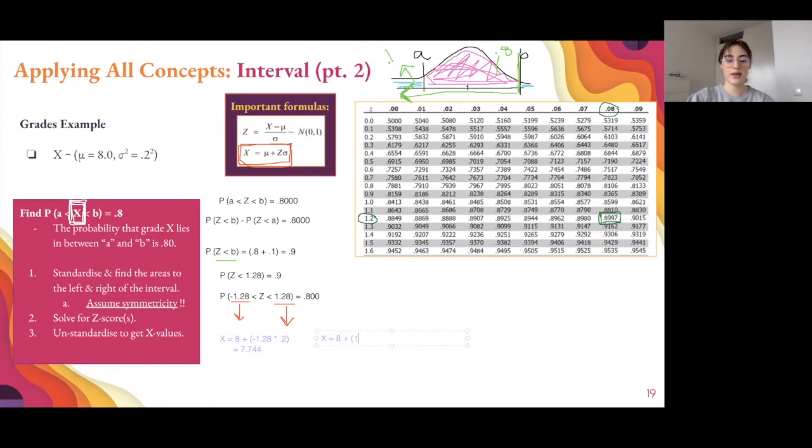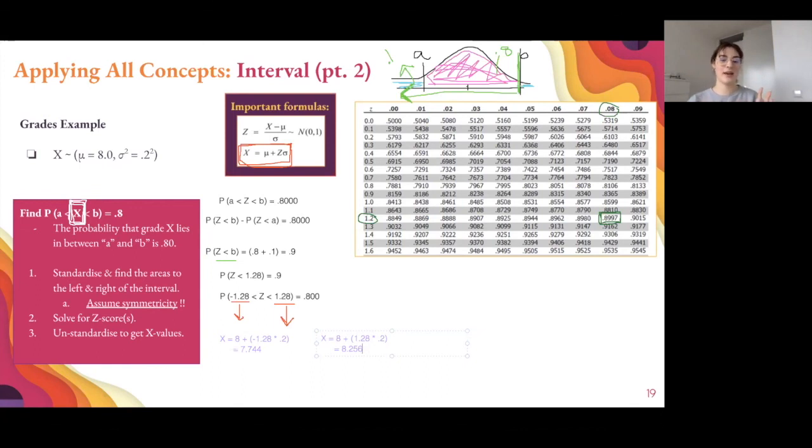But in this case, we have plus 1.28, so it's not negative. And then we have a times 0.2. And that gets us an answer of 8.256. So this is a little bit tricky. Really make sure that you're wary about this.